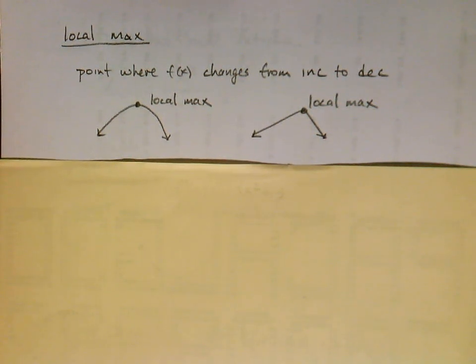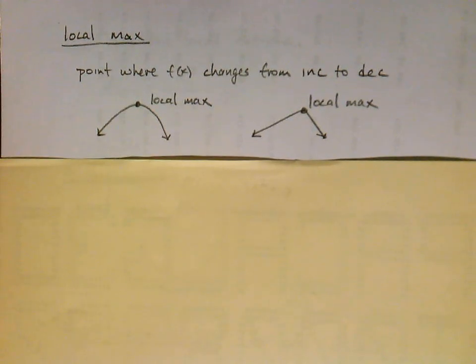Okay, continuing where we left off, we've talked about finding the intervals where a function is increasing and decreasing, and it turns out it's a very small step to then determine where a function will have a local max, and of course a local min. So let's define a local max.